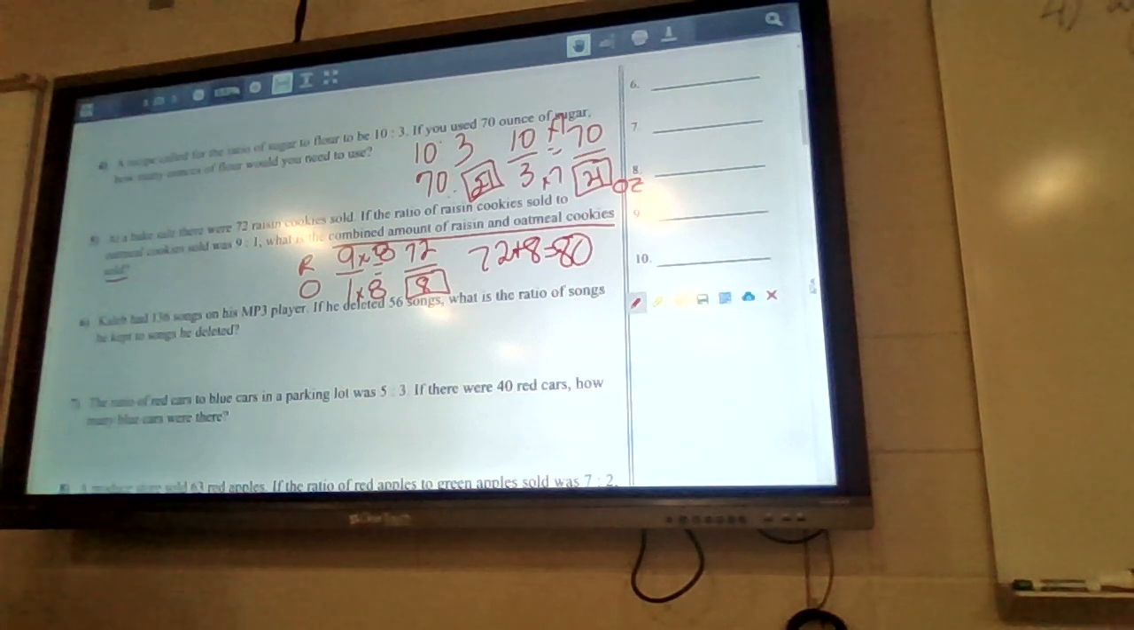What was the number? This was number 5. 80 total. So we found the equivalent ratio and then we had to add them together.